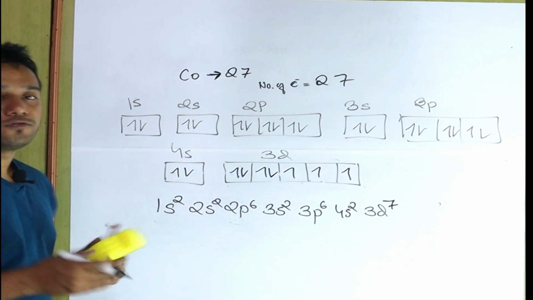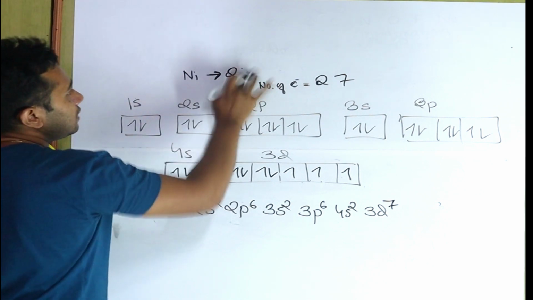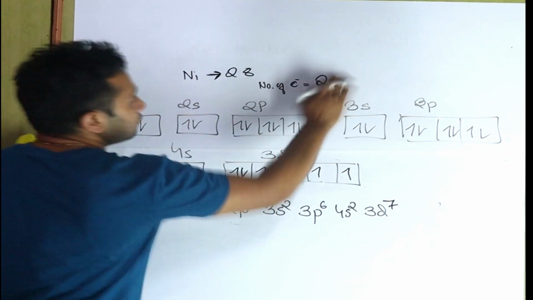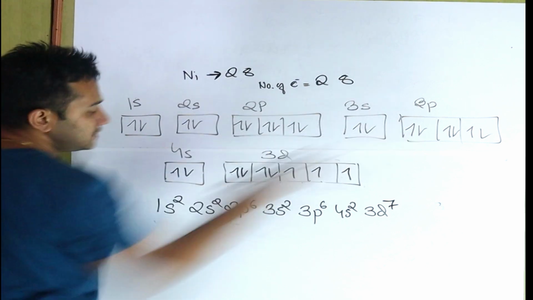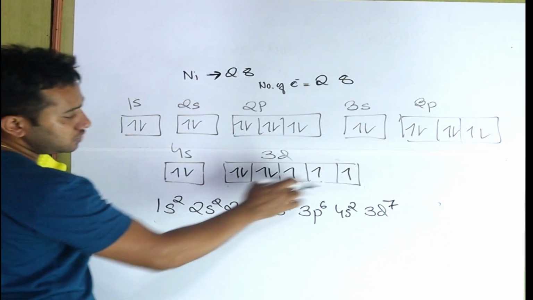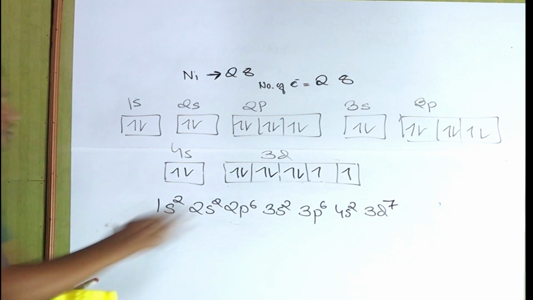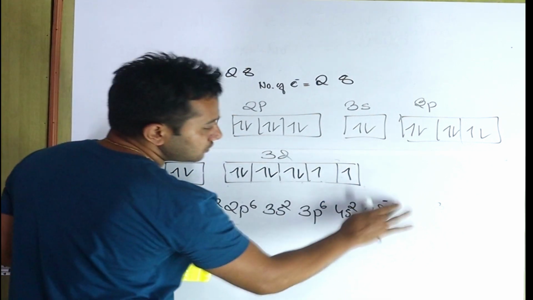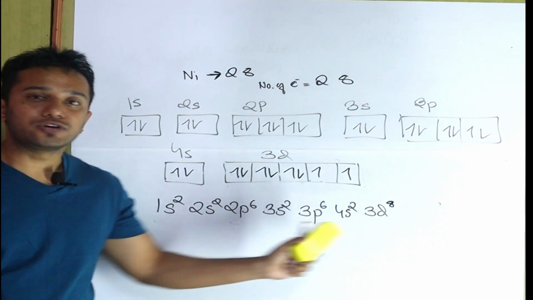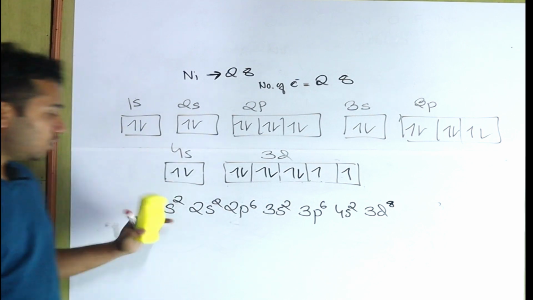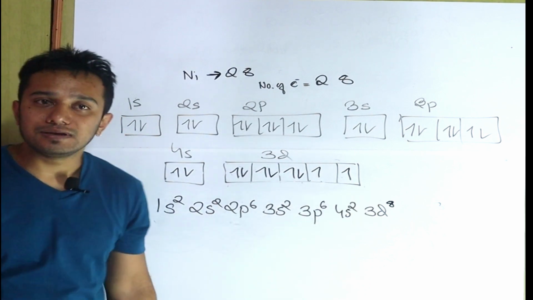Similarly, we'll go for nickel, which is atomic number 28, so the number of electrons will be 28. Now 18 electrons, 19, 20, 21, 22, 23, 24, 25, 26, 27, 28, right? So how many electrons are there in 3d? There are 8 electrons, so I will just increase it by 1 and write 8. So this will be the electronic configuration of nickel: 1s2, 2s2, 2p6, 3s2, 3p6, 4s2, 3d8.